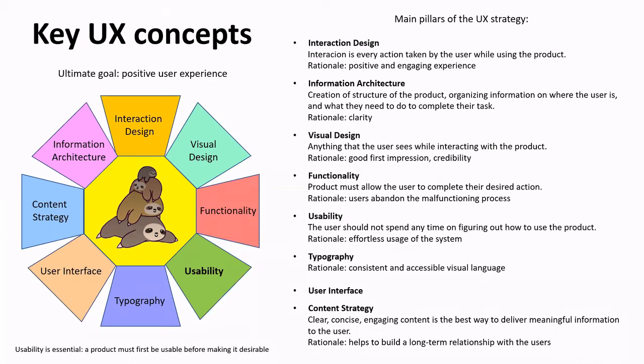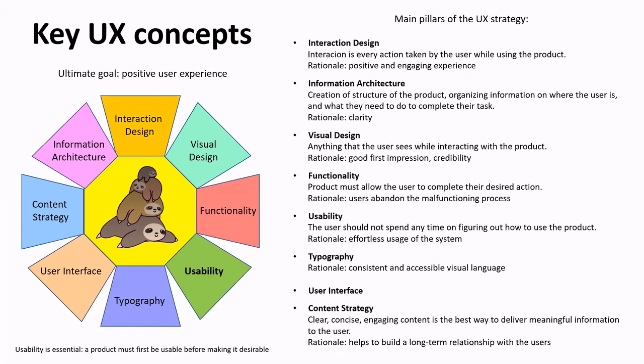The second pillar is information architecture. Again, that can be anything. For websites, it's usually organizing information on where the user is, what they need to do to complete the task, for example, like filling in forms or buying a product. And the rationale behind information architecture is clarity.